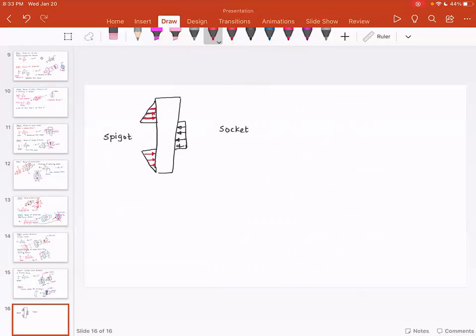Please note the cotter will not be loaded uniformly everywhere because of two reasons. First and foremost, cotter has a slight taper. And because of that taper, cotter is going to fit into spigot and socket not in a very symmetric fashion, but it will be hammered in and it will sort of be a press fit.